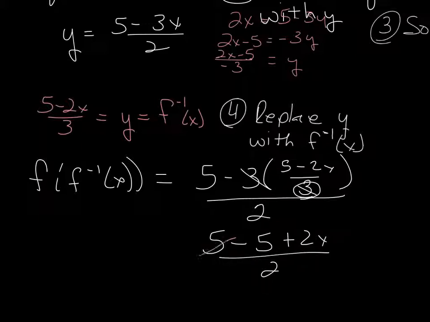Well, these cancel. Why is it plus 2x? Because a negative times a negative is a positive. So you just distribute, cross out the 3, not the negative. Mm-hmm. And then we have 2x over 2, which is x. So we verified it. That is the inverse function.